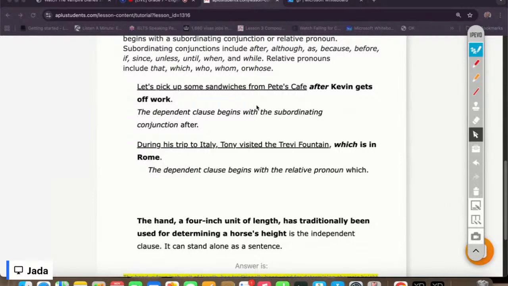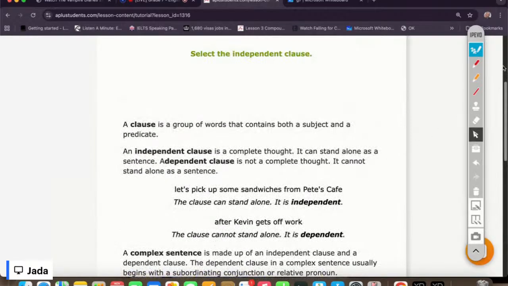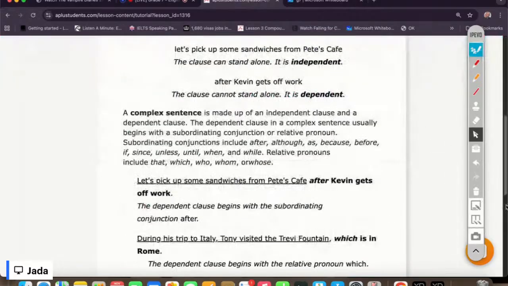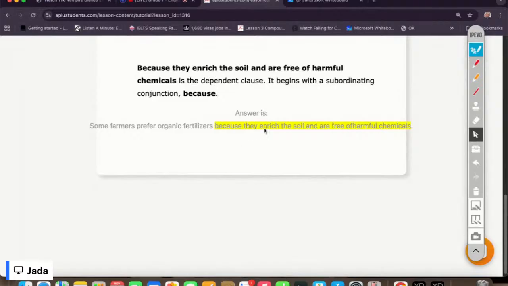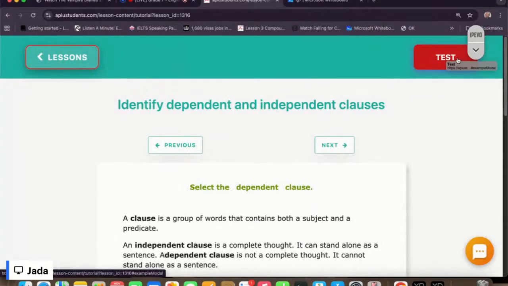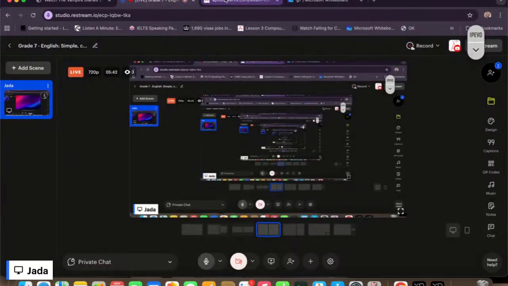So let's pick up some sandwiches from Pete's Cafe after Kevin gets off work. So the dependent clause begins with the subordinating conjunction, which is after. During his trip to Italy, Tony visited the Trevi Fountain, which is in Rome. So you can see that the dependent clause begins with the relative pronoun which. All right, so let's look at some examples. Select the dependent clause: because they enrich the soil and are free of harmful chemicals. All right, so let's go to the test and you can share your answers with me, okay?